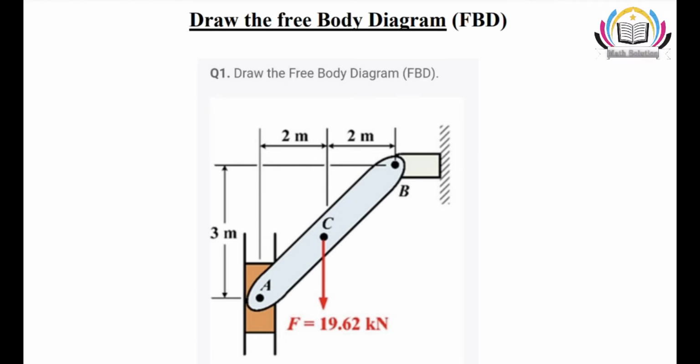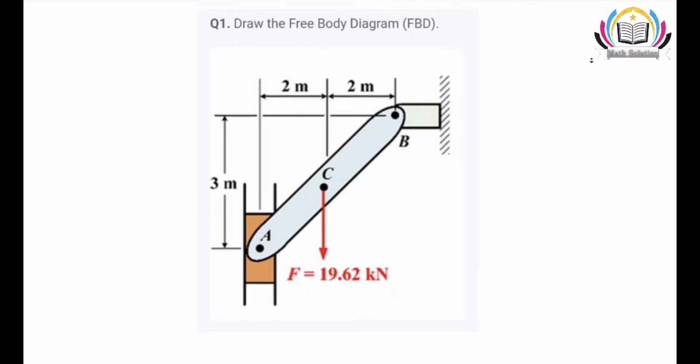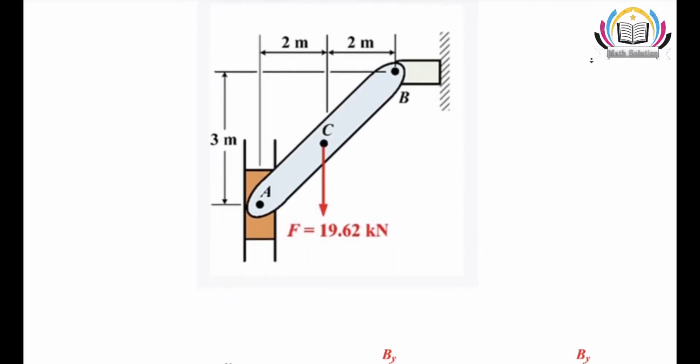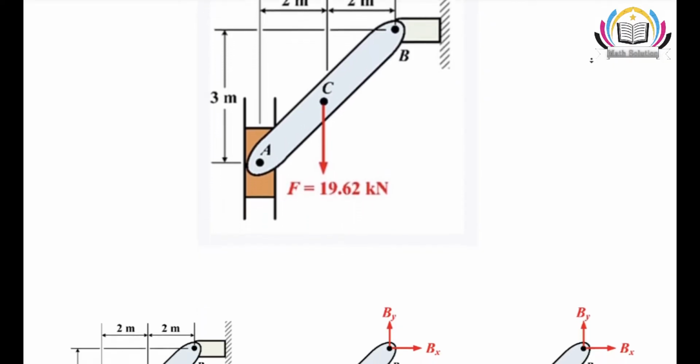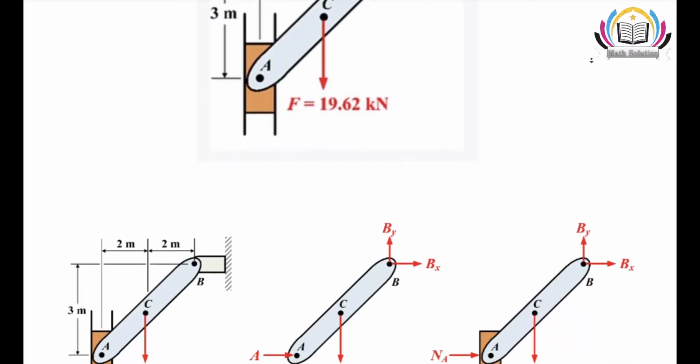Today, we're going to talk about an essential skill in engineering and physics, drawing free body diagrams, or FBDs. So, grab your pencils and let's dive right in. In this video, we will focus on drawing an FBD for a force of 19.62 kilonewtons, denoted as F.